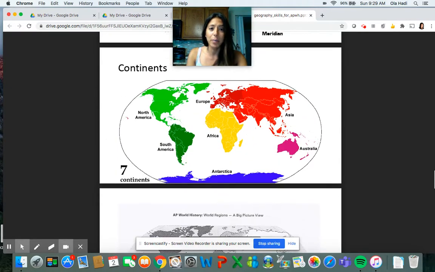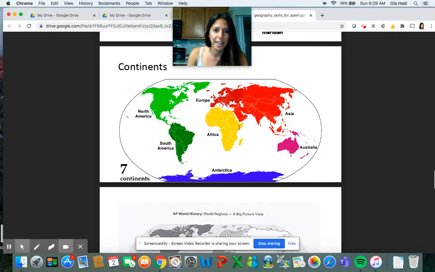Then it tells you about the basic continents, but be careful here because nowadays historians often talk about Eurasia, which is Europe and Asia together because technically they're on the same landmass. And if you really want to get technical, you can even talk about Afro-Eurasia, because Africa is also connected. So if you hear Eurasia, that's what they're talking about, Europe and Asia together.